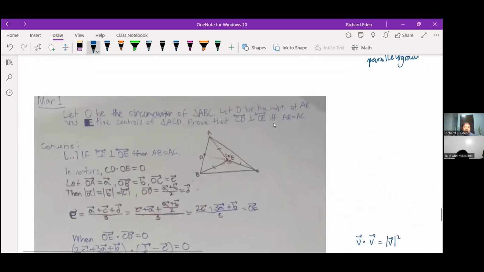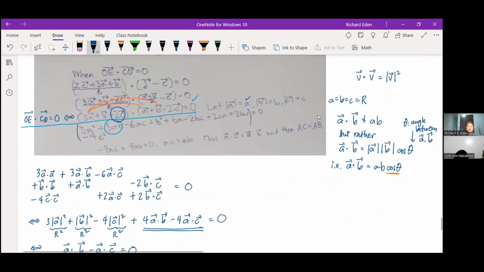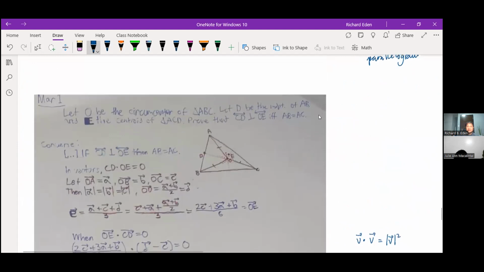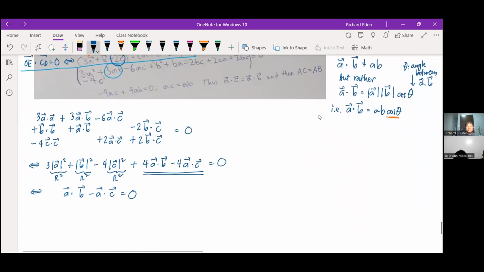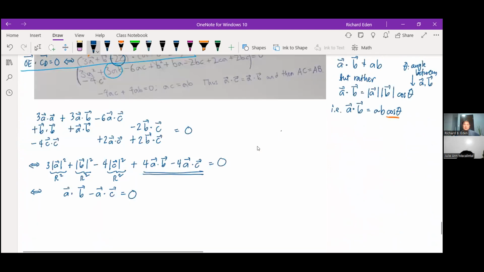Okay, and then what's the equivalent condition? Oh, AB is equal to AC. So isosceles triangle now. AB equals AC. So let's try to capture AB equal to AC. How exactly? Well, okay. We're talking about lengths here. So AB equals AC.